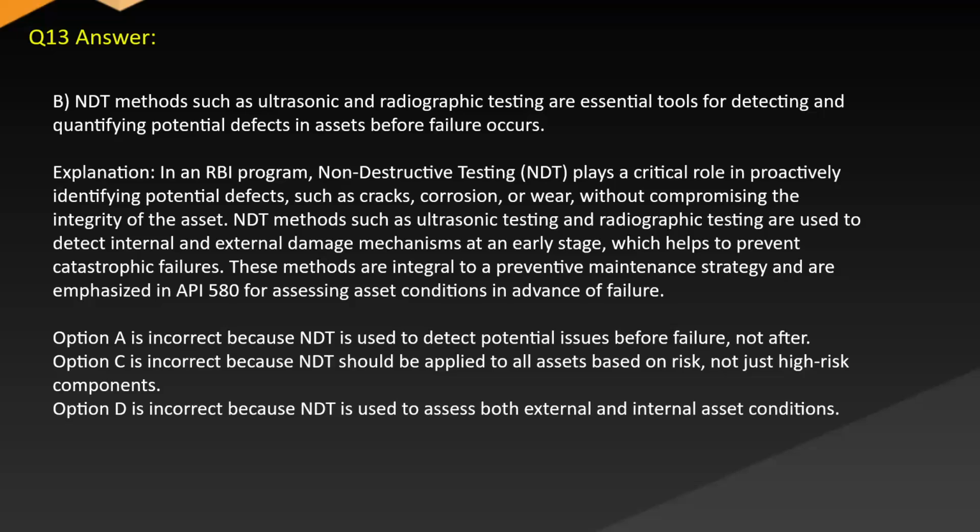NDT methods such as ultrasonic testing and radiographic testing are used to detect internal and external damage mechanisms at an early stage, which helps to prevent catastrophic failures. These methods are integral to a preventive maintenance strategy and are emphasized in API 580 for assessing asset conditions in advance of failure. Option A is incorrect because NDT is used to detect potential issues before failure, not after.